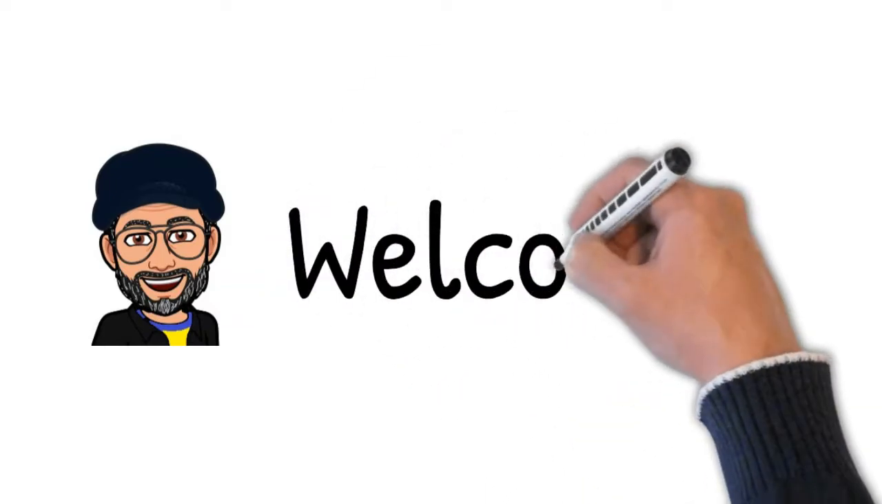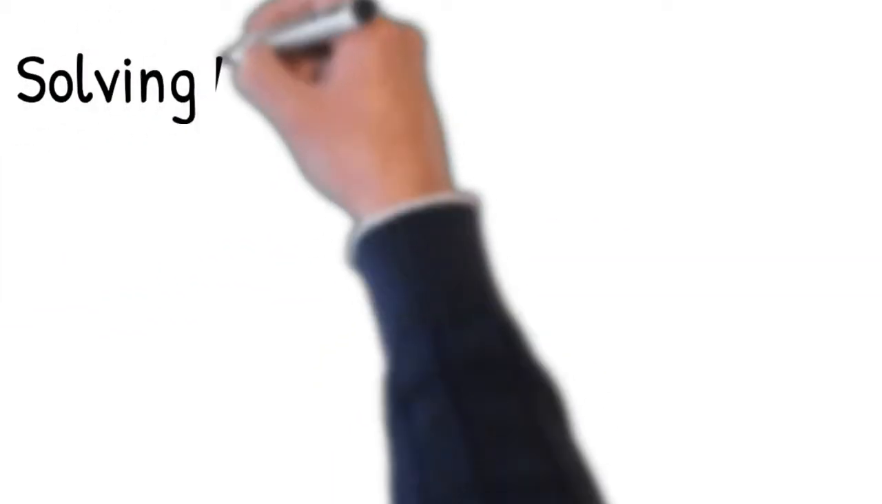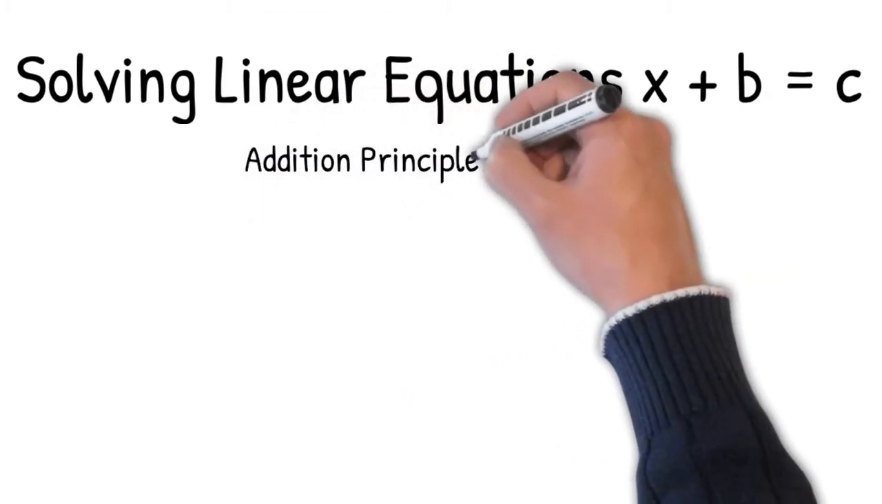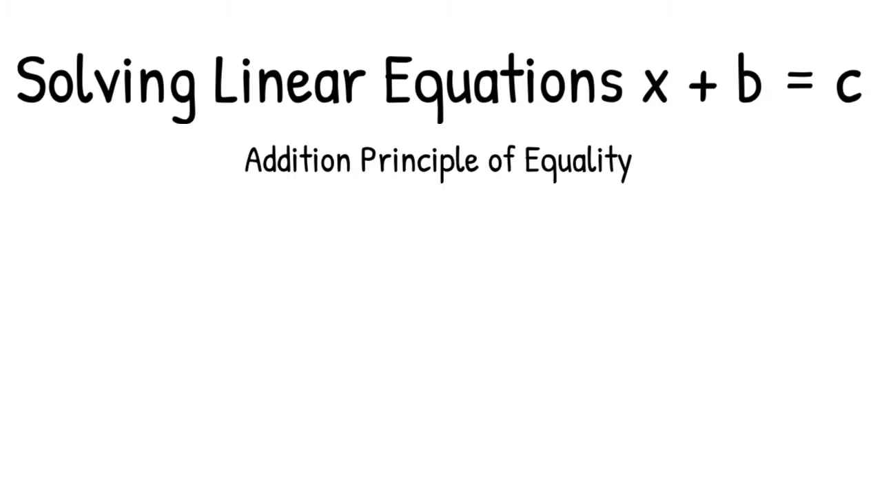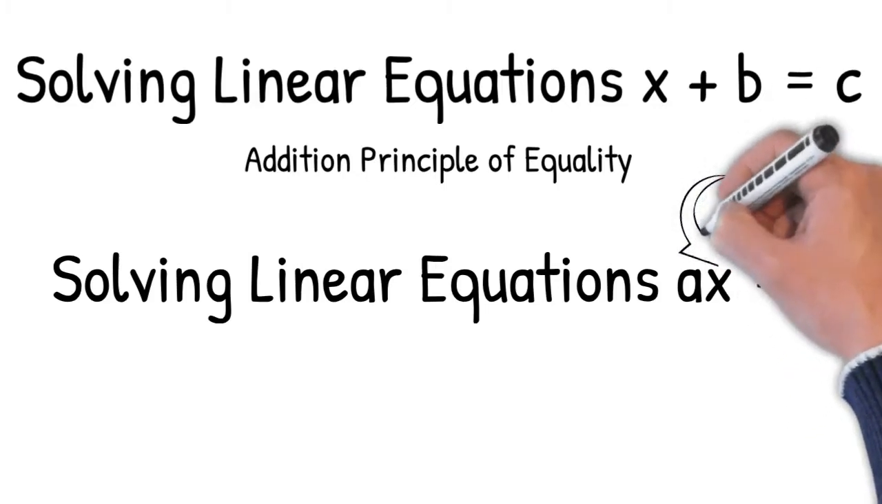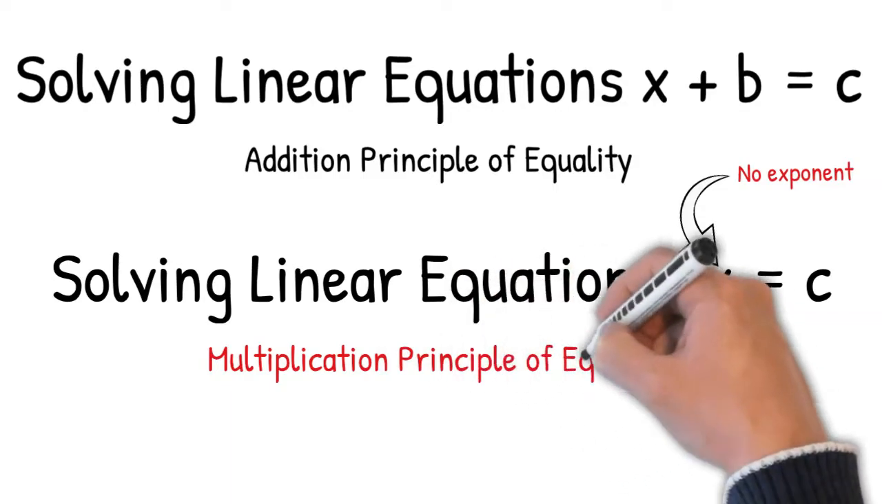This is the second video in a series of videos in which we are looking at how to solve linear algebraic equations. In the first video of this series, we looked at how to solve an equation that had either addition or subtraction as part of the equation. We used the addition principle of equality. In this video, we're going to look at linear equations that have only multiplication or division in the equation. And remember, to be linear, there are no exponents on the variables. To solve these equations, we will use the multiplication principle of equality.